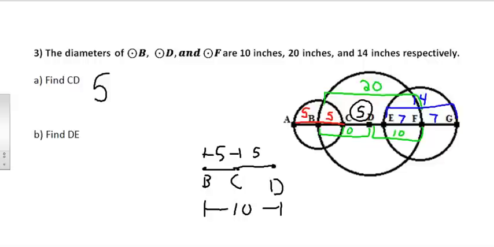Similar logic for problem number 2. If DE is what I'm looking for, well, since I know that DF is 10 units, that's this entire length here. Here, let me make this easier and get rid of some of this other information. If DF is 10 units and EF is 7 units, then the leftover part right here, DE, would have to be 3 units, using the segment addition postulate.